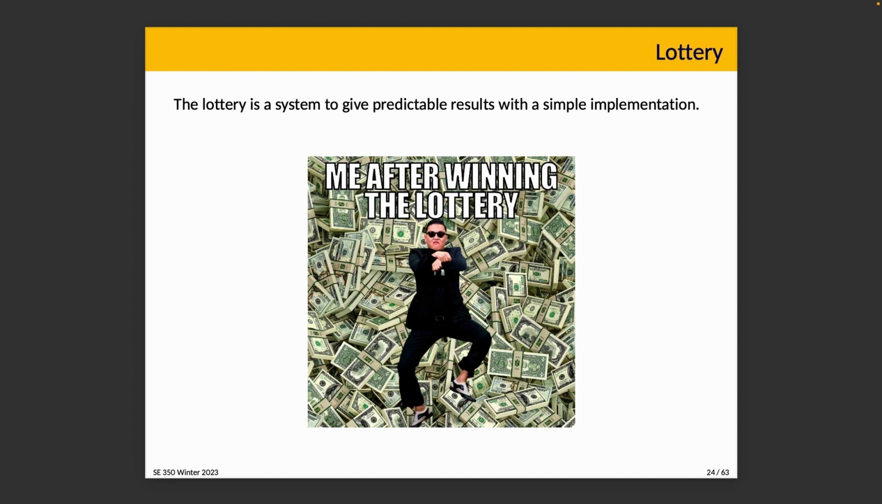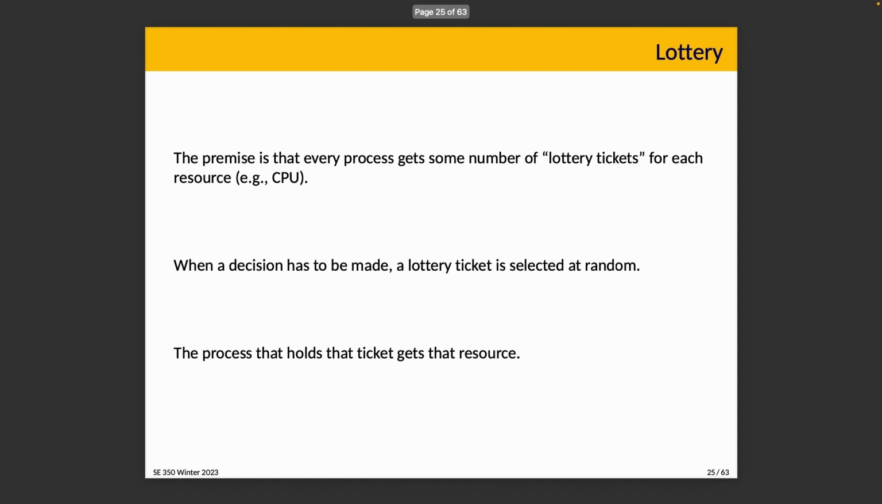Our last main scheduling algorithm that we're going to talk about is called the lottery. And the lottery is a system to give both predictable results and have a simple implementation. I mean, it sounds great. And the premise is basically that every process gets a certain number of lottery tickets, if you will, and when a decision has to be made about, say, which process is going to get the CPU next, well, a lottery ticket is selected at random, and a process that is holding that ticket will be the one that gets the resource.